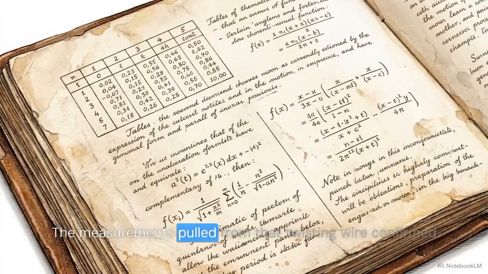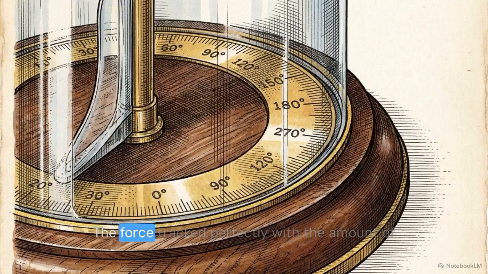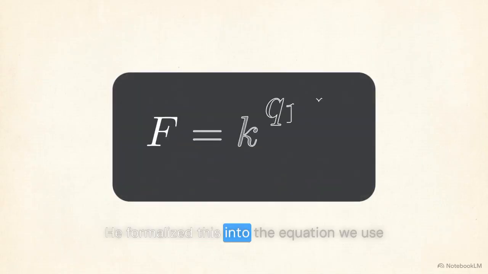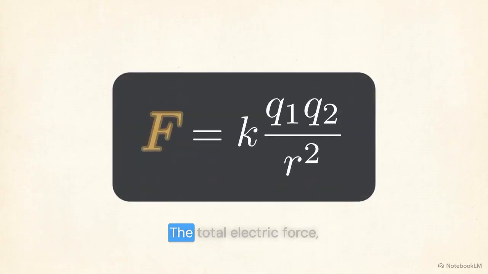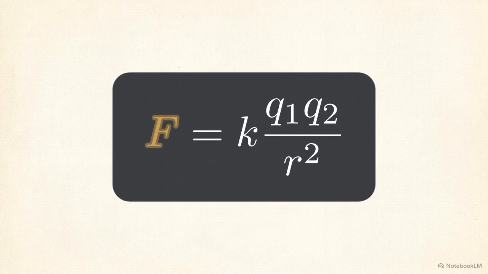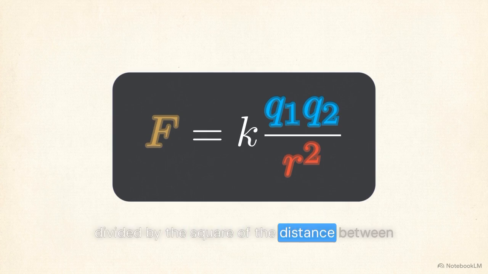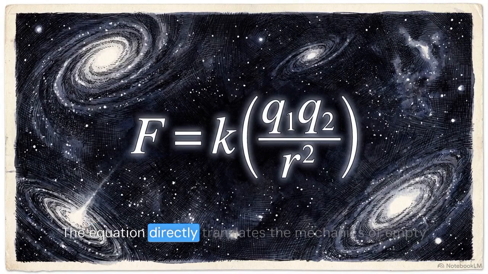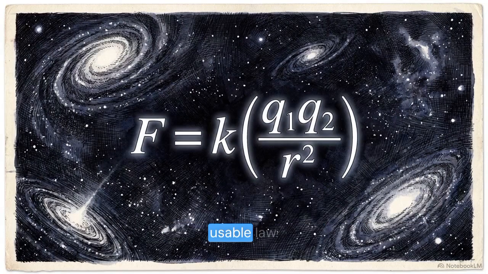The measurements pulled from that twisting wire confirmed our earlier thought experiment. The force tracked perfectly with the amount of charge and dropped as the spheres moved apart. He formalized this into the equation we use today. The total electric force, F, is equal to the product of both charges, labeled Q1 and Q2, divided by the square of the distance between them, represented by r squared. The equation directly translates the mechanics of empty space into a predictable, usable law.